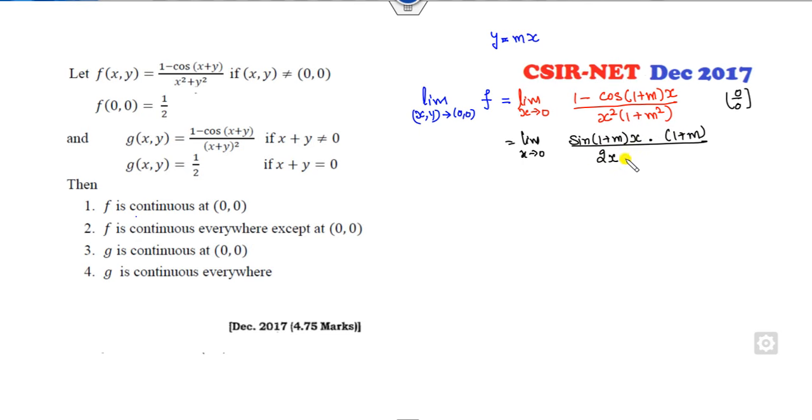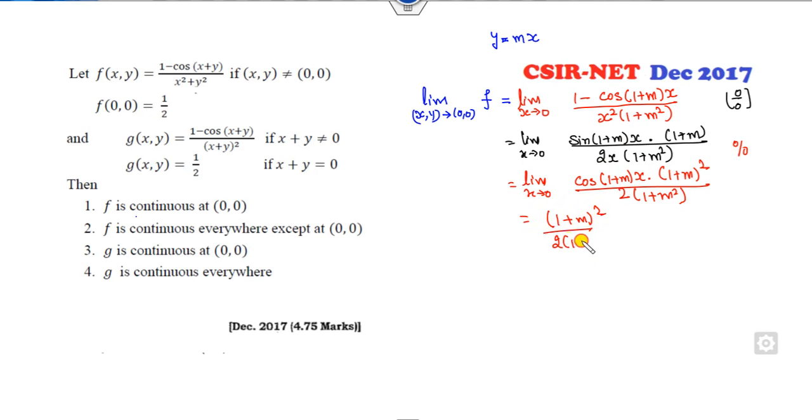Divided by 2x of 1 plus m square. Now if I take x tends to 0, again it's a 0 by 0 form, so again I can apply L'Hopital. Sine will be cos of (1 plus m) into x, and it will be (1 plus m) whole square divided by 2 times m plus here. Now you can see when x is 0, it is this divided by 2.